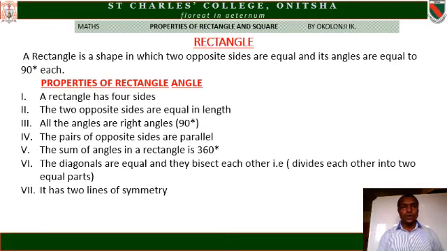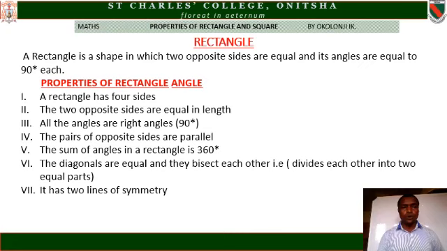Rectangle. What do you understand by rectangle? A rectangle is a shape in which 2 opposite sides are equal and its angles are equal to 90 degrees each. Properties of a rectangle are: 1. A rectangle has 4 sides.